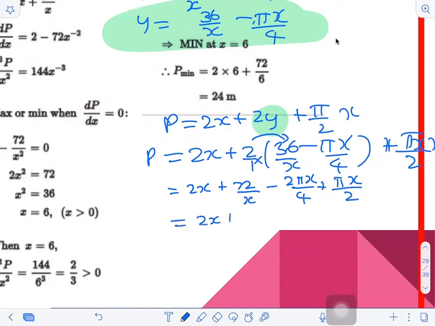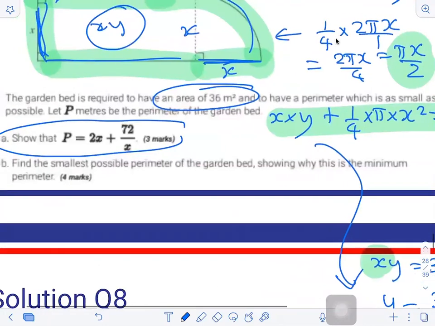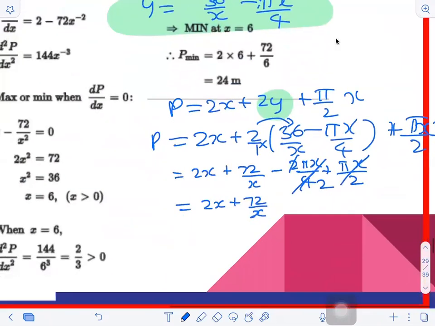Okay, so that's 2x plus 72 on x. Now you've got minus 2 pi, that will go to a half, won't it? So that is going to be minus pi x on 2 plus pi x on 2. Do they go out? And you get 2x plus 72 on x. Yay, magic. So that works out. So we actually get what we want.